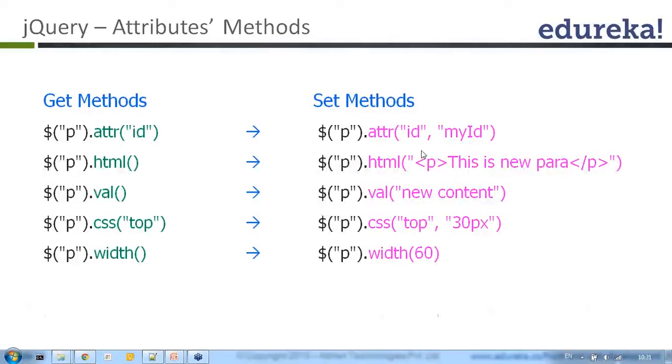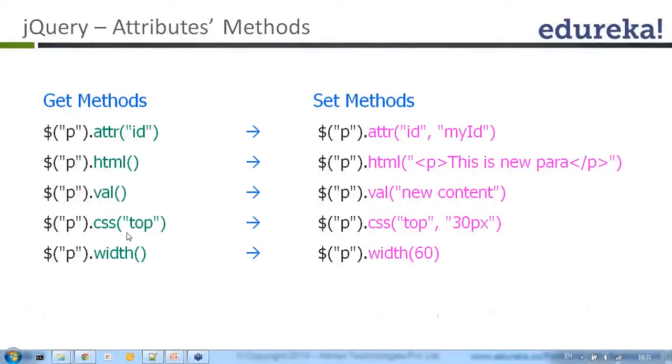If you want to set the ID, here ID is the attribute, and you're setting some value to all those selected paragraph elements. So this set method adds ID equal to my ID value on all the paragraph elements. Similarly, for getting the HTML content and setting it, and for getting the value, this gets the content inside the P element. So this one and so on.